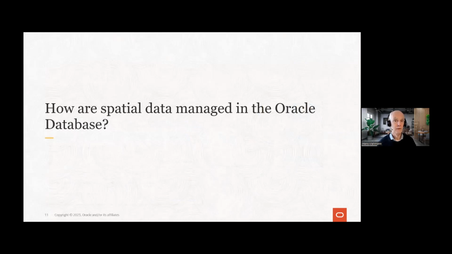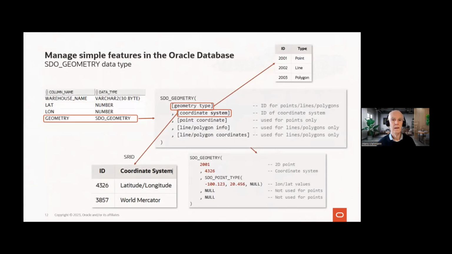Now, if we put all of this together, then we'll end up with this, right? So this is essentially what spatial data looks like in practice in the database. We have a data type called SDO_GEOMETRY. And in that data type, we need to indicate what kind of data it is. Is it 2D? Is it 3D? Is it a point? Is it a line? Is it a polygon? And as I was just saying, we need to indicate which coordinate system it has.